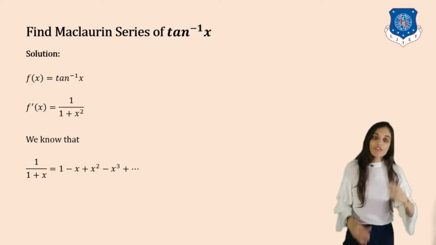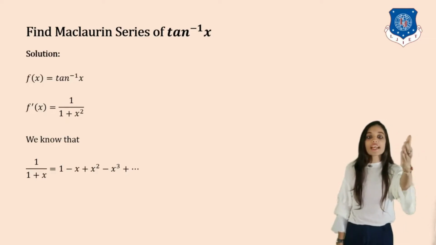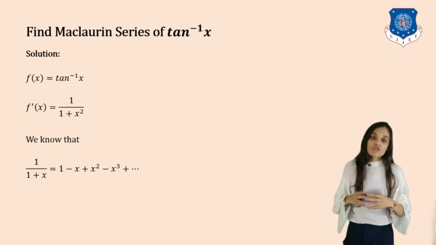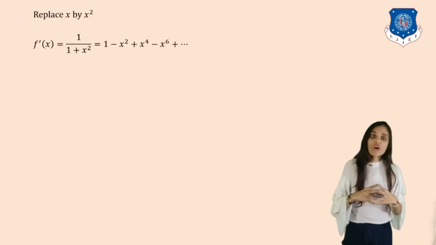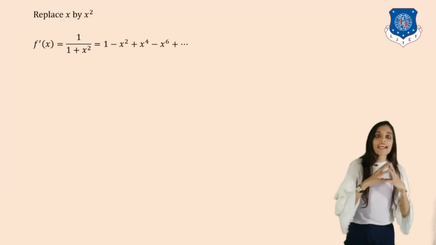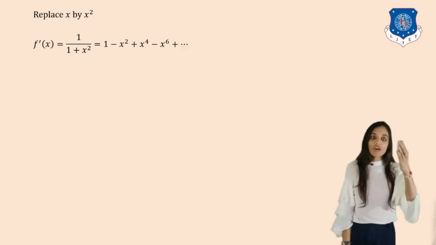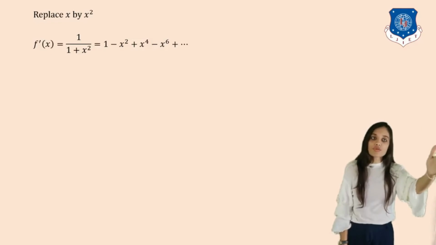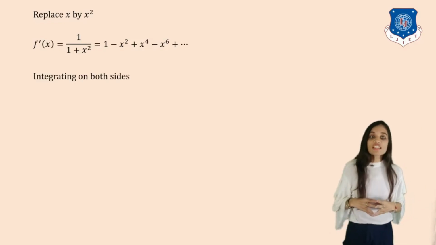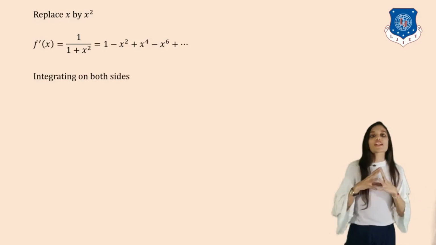Now we will compare 1 upon 1 plus x square and 1 upon 1 plus x. So on comparing, you will get x replaced by x square. So on replacing x by x square, you will get f dash of x is equal to 1 minus x square plus x raised to 4 minus x raised to 6 and so on. So this is our series expansion of f dash of x.